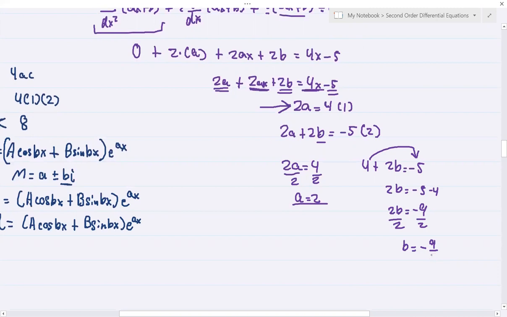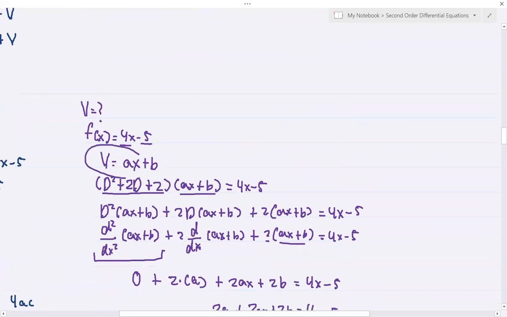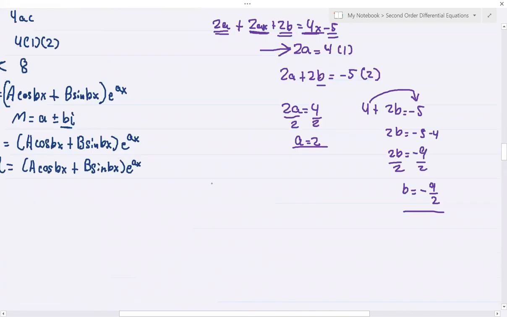Okay, so that's it. Now that we have found your a and your b, we can now substitute it to your v. So remember that your v is equal to ax plus b. Since your a is equal to 2, we will have 2x, and since your b is equal to negative 9 all over 2, we will have minus 9 all over 2. And that is now your v function.